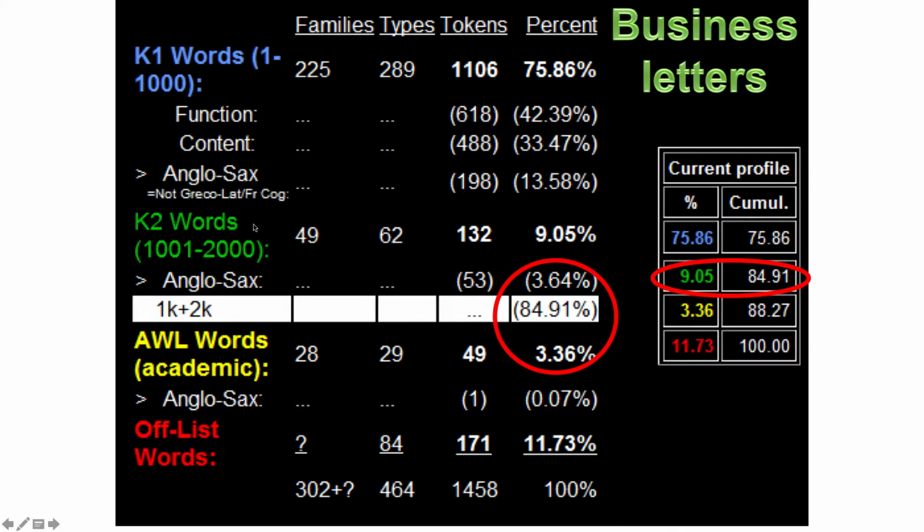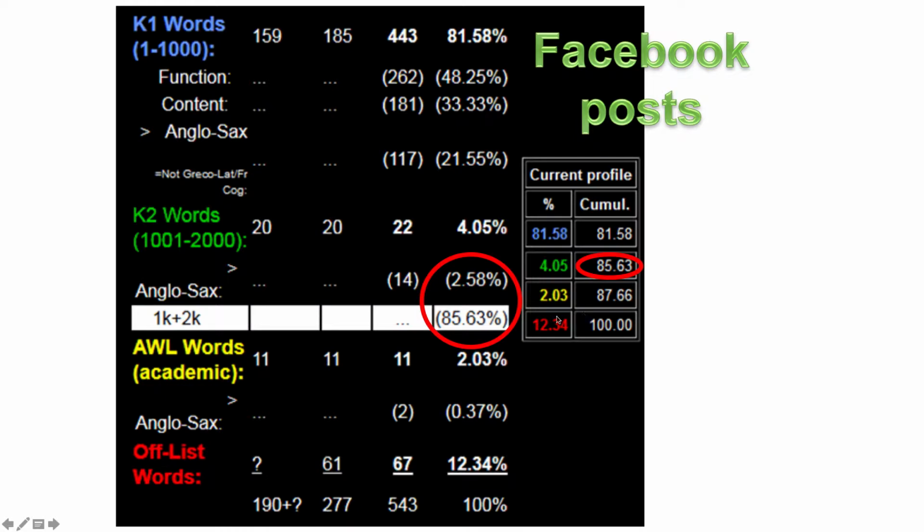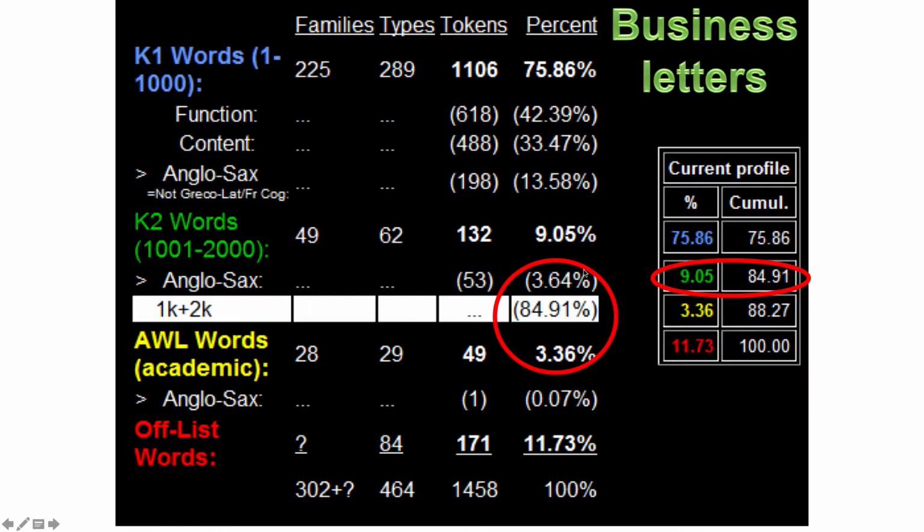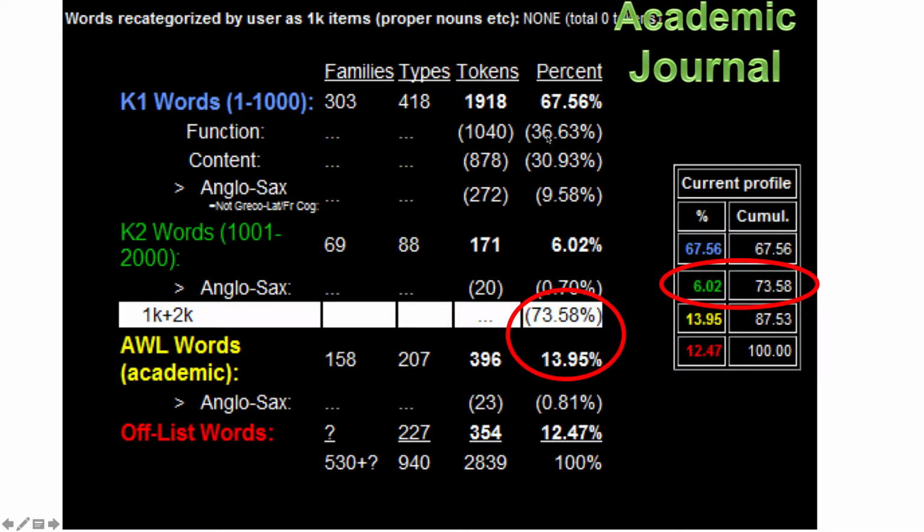Business letters, we can see the K1 word list has gone down a little bit to 75%. But there's a lot more K2 words as opposed to K1 words. Together, we're still hitting about this 85%. So we had about 85% of Facebook posts, 85% of business letters. So I would notice a difference in comprehensibility if I only knew 1,000 words in English. But if I know that 2,000 word set, these are going to be about equally comprehensible. There are a few more academic word list words, a few less off-list words. The function to content word ratio is probably about the same in terms of how easy it is to read.